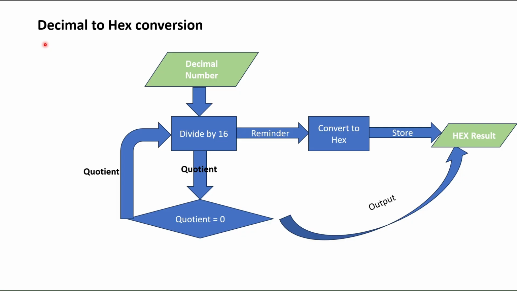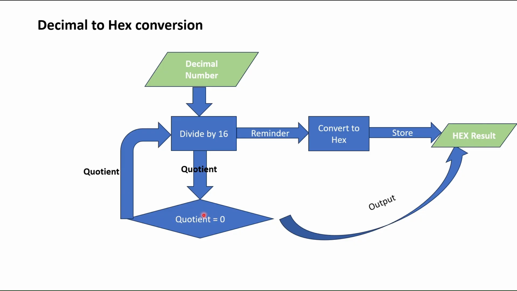Here we discussed how to convert a binary number into a hexadecimal number. Now we will see how to convert a decimal into a hexadecimal number. First we take the decimal number as input and divide it by 16, like we did earlier for binary conversion, where we kept dividing by 2. Similarly we keep dividing by 16, take the remainder, convert it to hex and store it. Then the quotient goes to the next step.